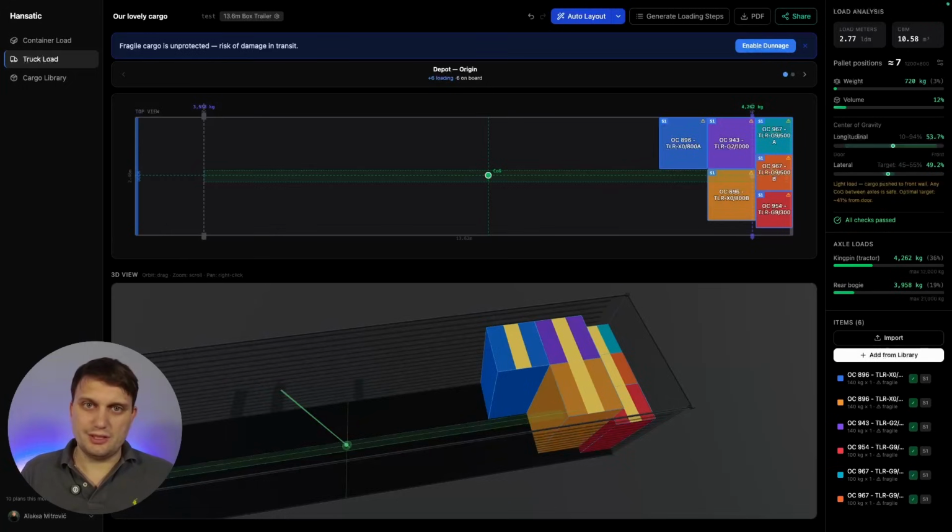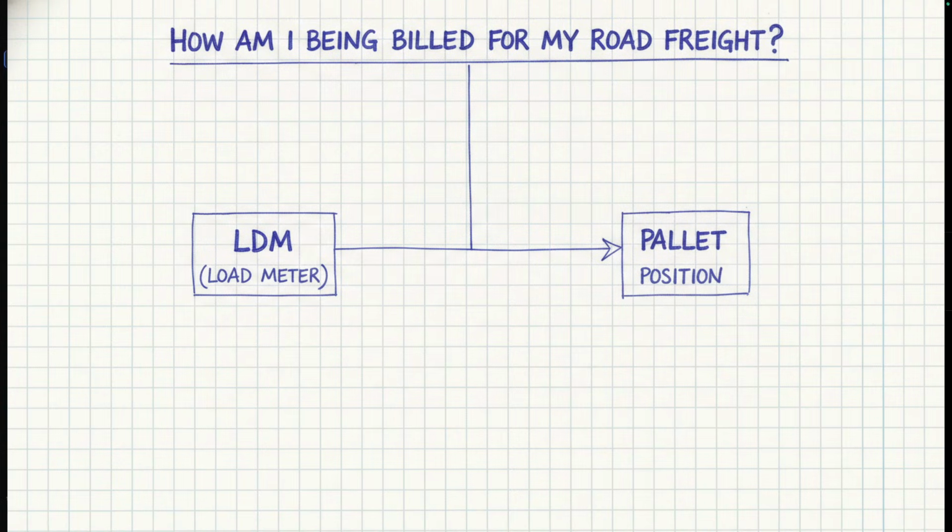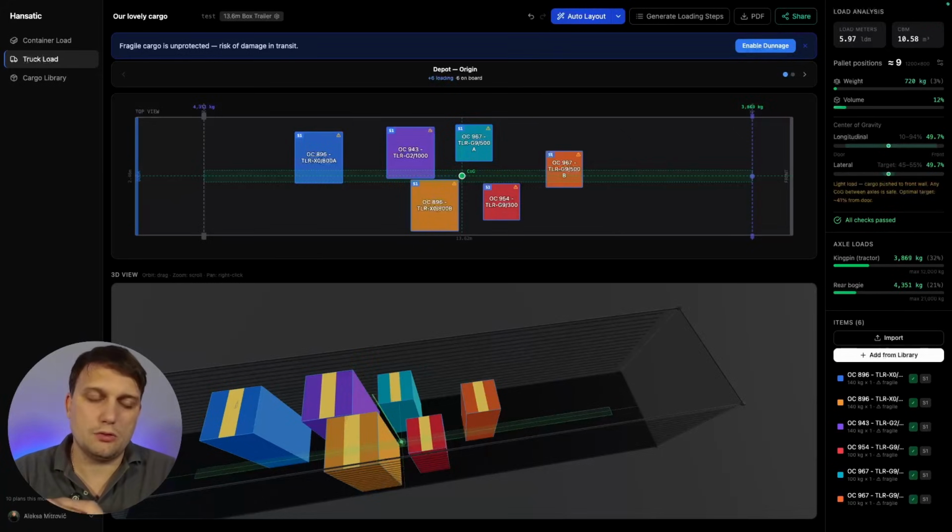Different regions, different networks, and different carriers favor one model over the other. And most shippers never ask what is the exact unit they're being quoted on, and that is mostly where the most surprises start.